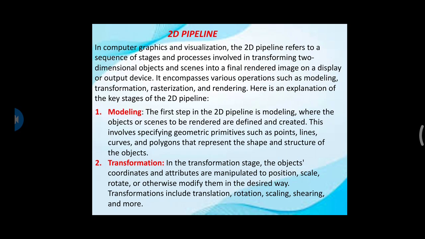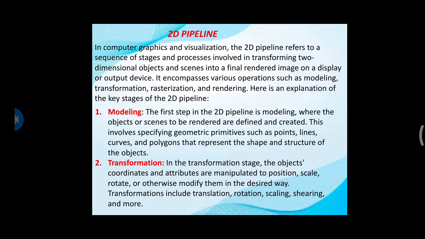In computer graphics and visualization, the 2D pipeline refers to a sequence of stages and processes involved in transforming two-dimensional objects and scenes into a final rendered image on a display or output device. It encompasses various operations such as modeling, transformation, rasterization, and rendering. Here is an explanation of the key stages of the 2D pipeline.